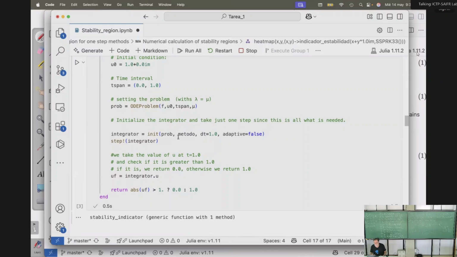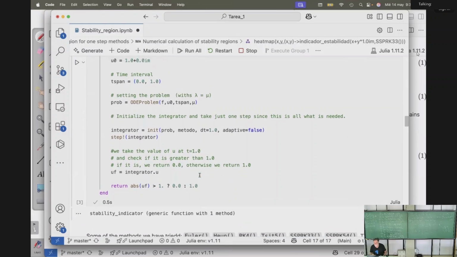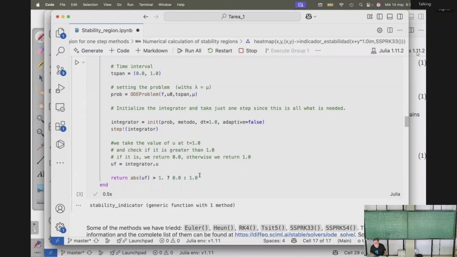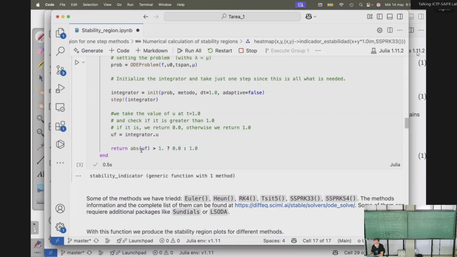And the solution will be in this, where it is defined. I guess the u final is created inside this integrator, it seems. So the result is u final. The result of this will be a function u, and you take the integrator, the component u is u final. It says the result after a step, and then you say, okay, if the absolute value of final is bigger than 1, then return 0, otherwise return 1.